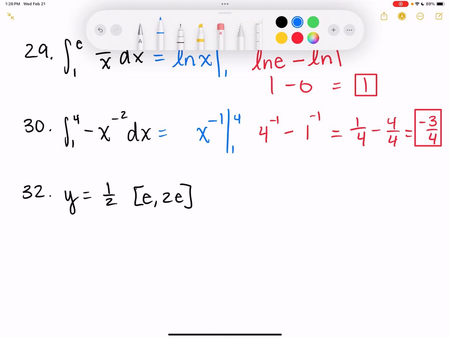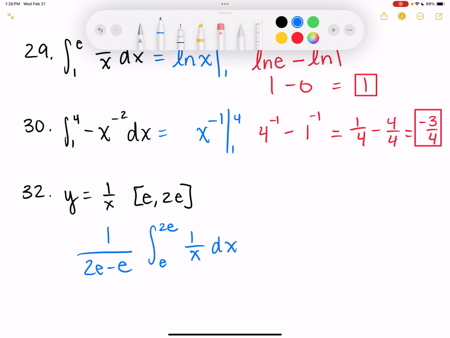One over 2e minus e, times the integral from e to 2e of 1 over x dx. Why did I write 1/2? Oh, I thought it was 1 over x dx. So that's our setup.